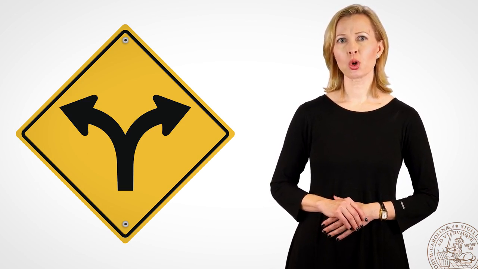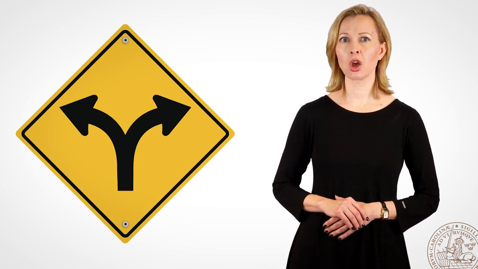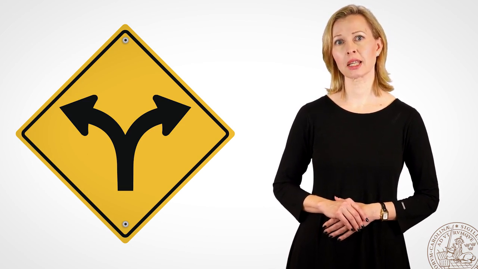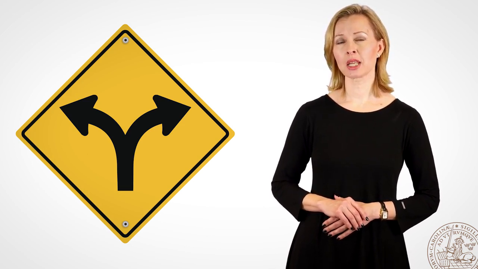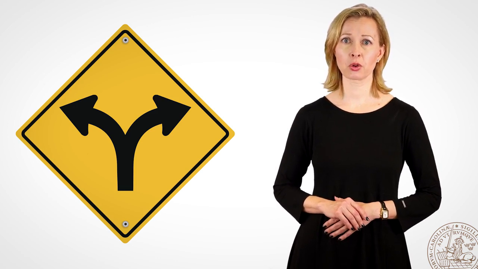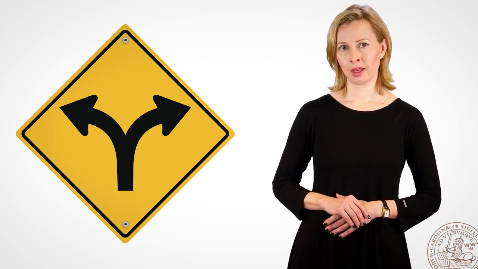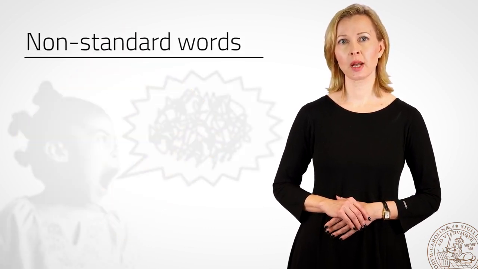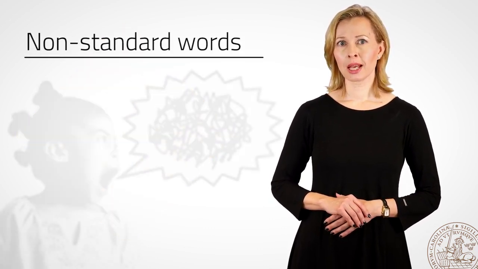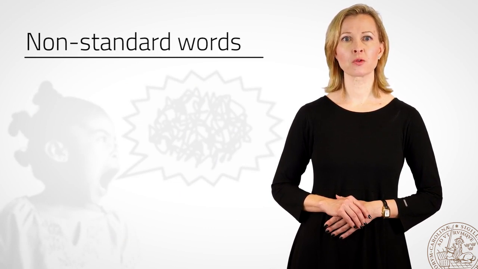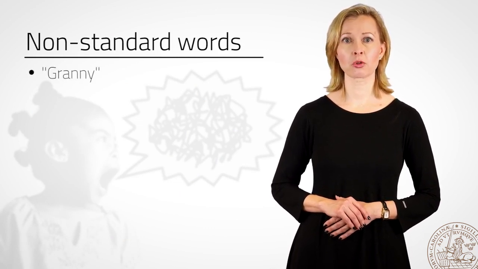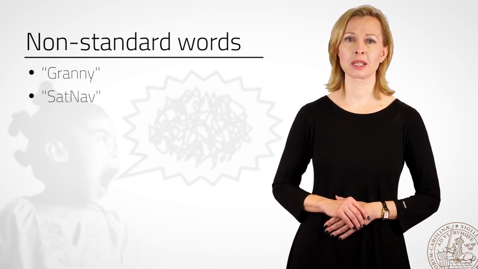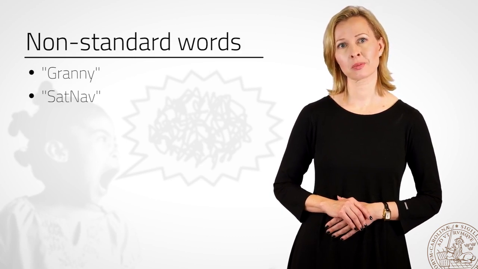The things that I'll talk about in the rest of this video can hopefully serve as a kind of checklist that you can follow when you edit and proofread your essay and try to improve its quality. The first thing you need to watch out for is the use of non-standard words and expressions. This means using spoken language forms like granny instead of grandmother and sat-nav instead of satellite navigator.